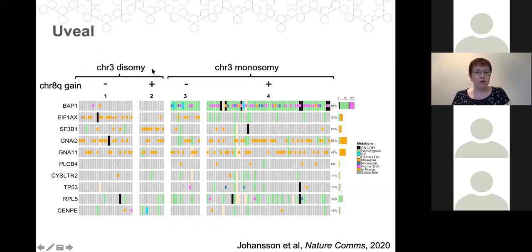So these 4 groups are divided based on the presence of chromosome 3 disomy or monosomy, and whether or not they have the presence of a chromosome 8q gain, and then presence of mutations in particular cancer drivers. So whether or not they have a BAP1 mutation, EIF1AX mutation, or a mutation in SF3B1. And other proteins which are commonly mutated are GNAQ and GNA11, and this tends to be across all the different molecular subtypes.